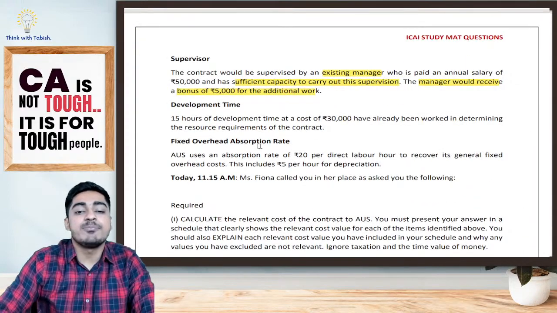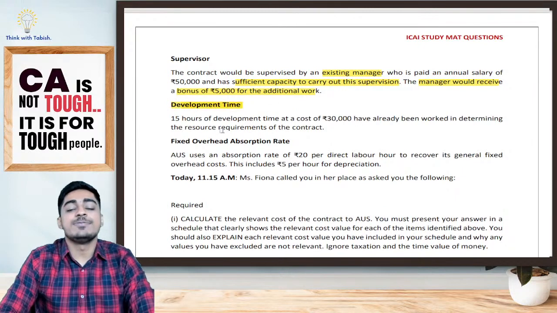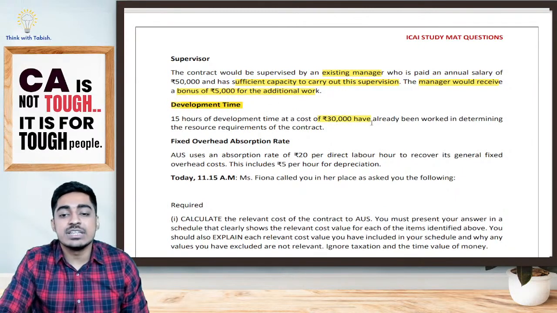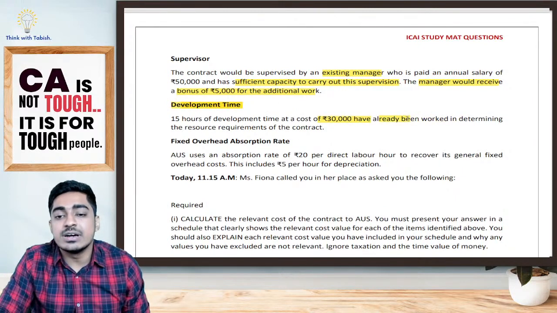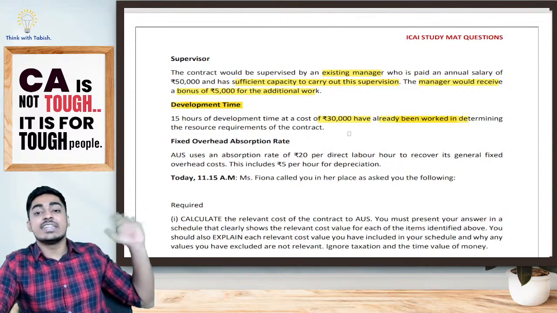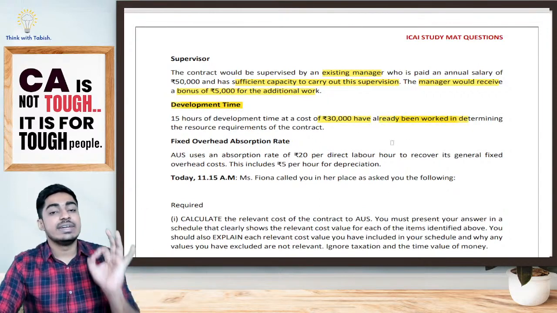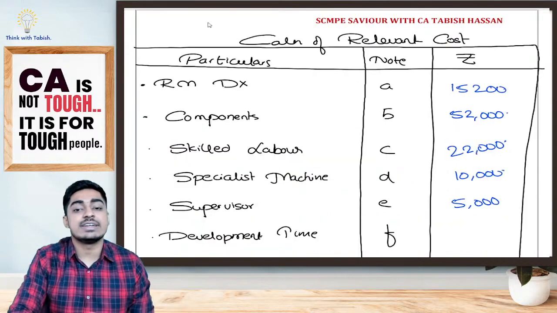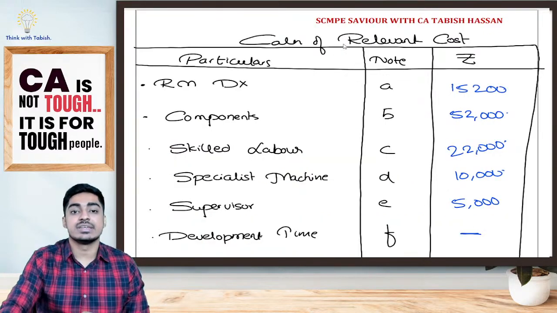Next, development time. 15 hours of development time at the cost of 30,000 has already been worked. It is incurred in the past. It is the sunk cost. Development cost is always irrelevant. Sunk cost, it is irrelevant.